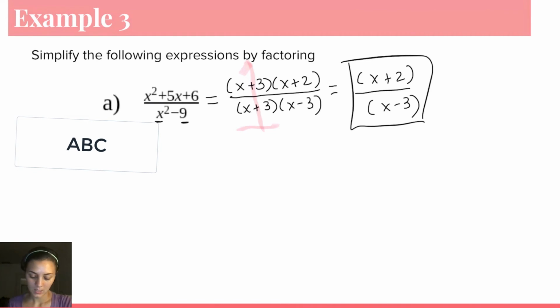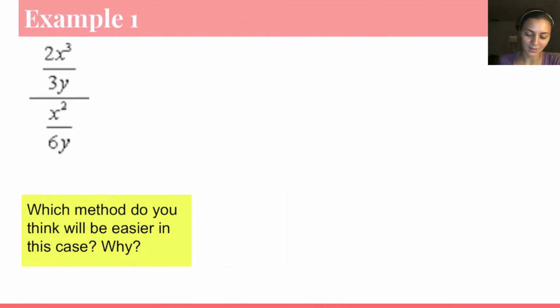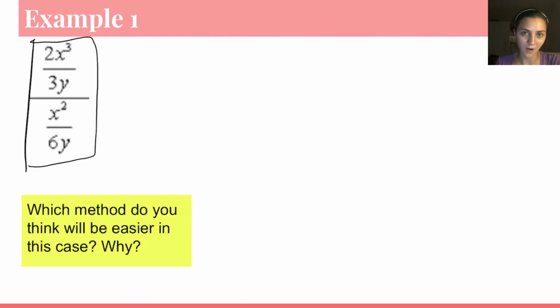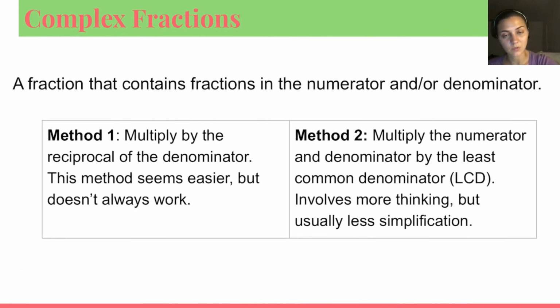Cool. So moving on to our next algebraic strategy, which is simplifying complex fractions. So a complex fraction is a fraction where either the numerator or denominator has a fraction in it. So it looks something like this, just in case you need a visual aid. This is a complex fraction because there are fractions inside of fractions. Okay? So there are two methods for solving these types of fractions.